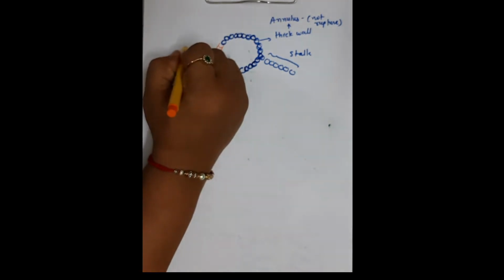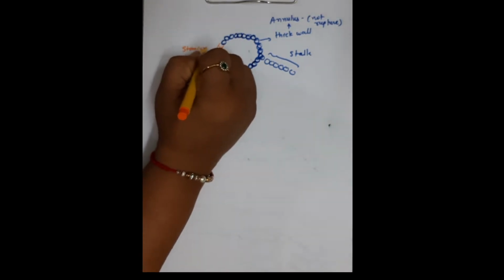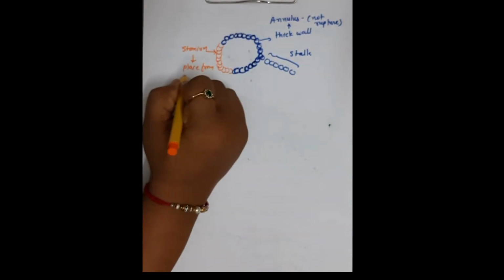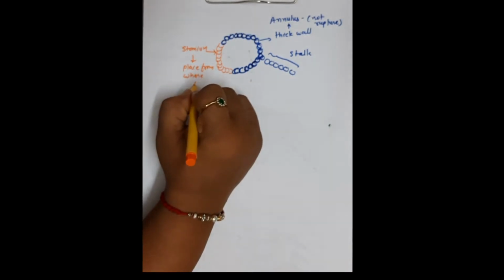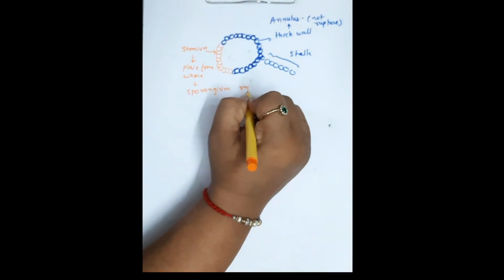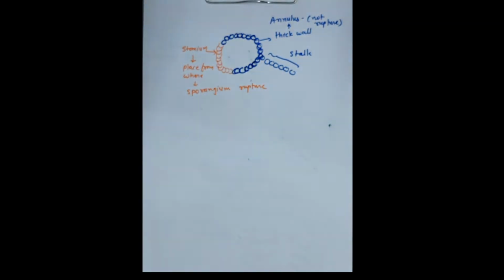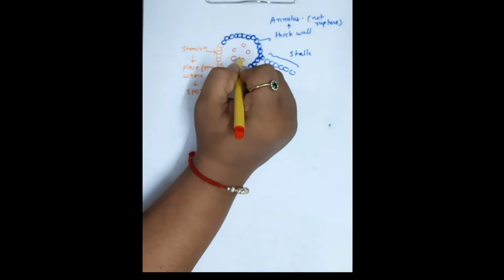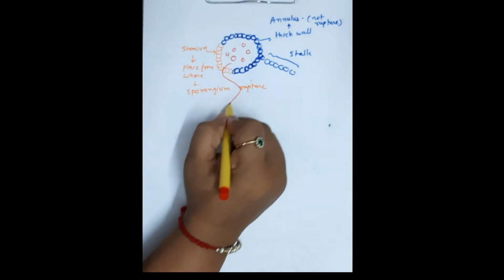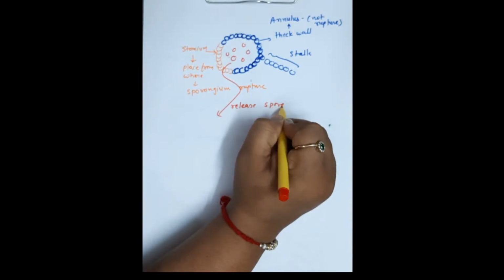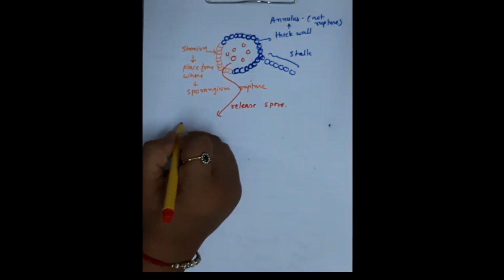So this thin layer is known as a stomium, and stomium is the place from where the sporangium ruptures, यहाँ से sporangium rupture होती है. राइट. और it releases spores. Release spores. राइट.